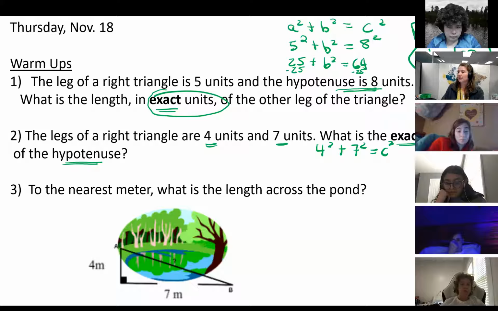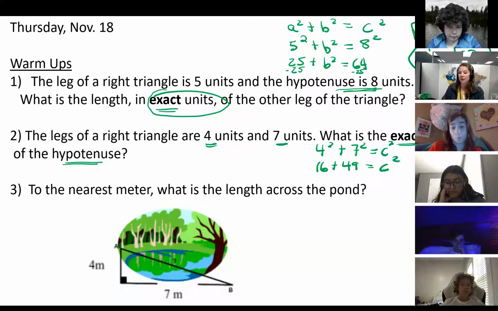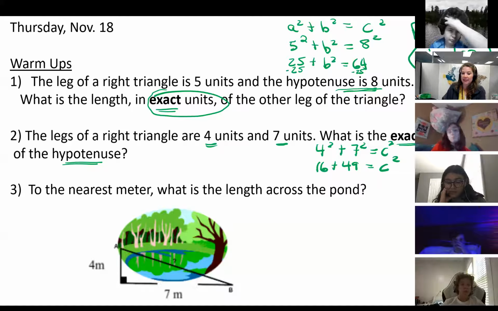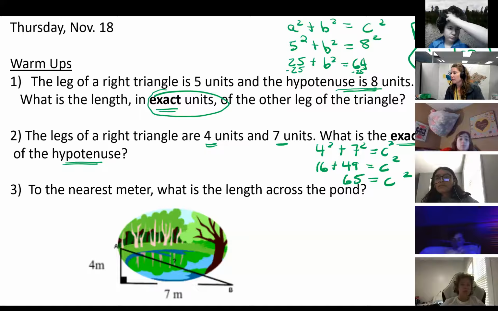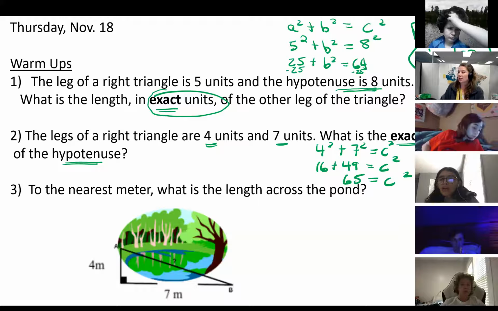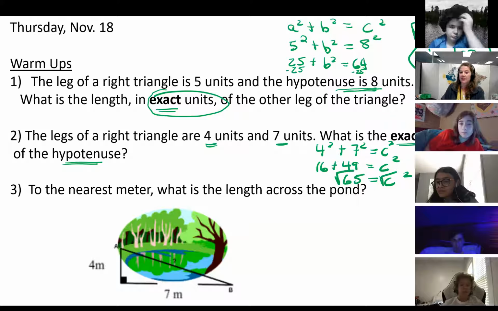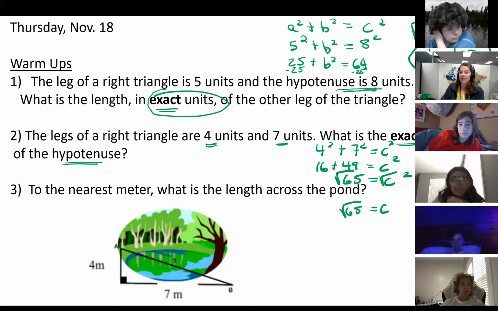What is 4 squared and 7 squared? So we have 16 plus 49. So 49 plus 16 is 65. Is 65 a perfect square? It is not. So we're going to find the square root of both sides and leave it as the square root of 65 because they want an exact length. Square root of 65 units.